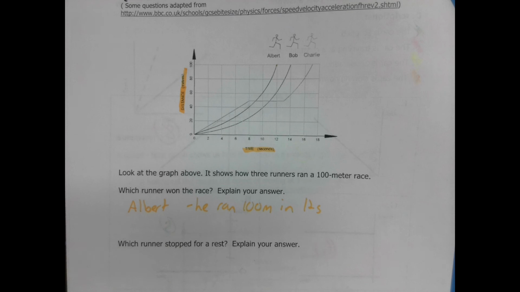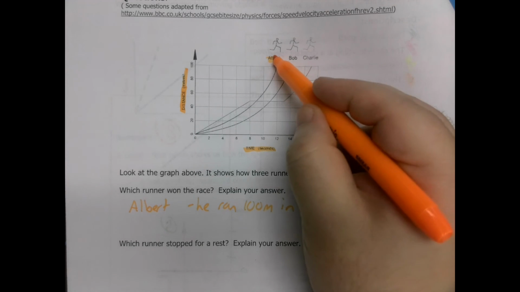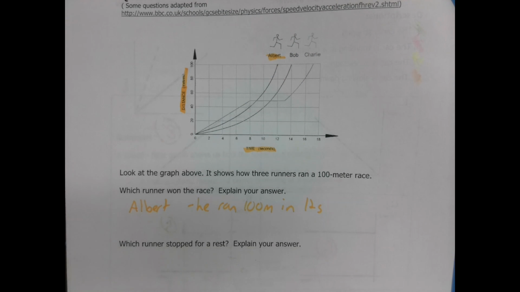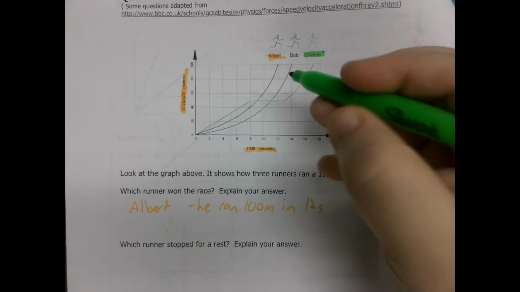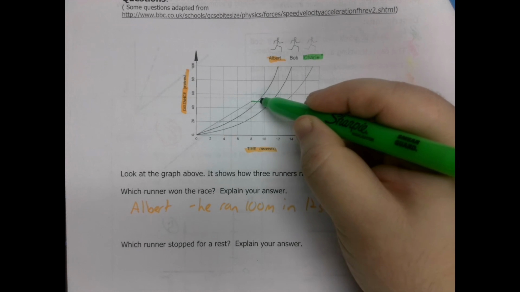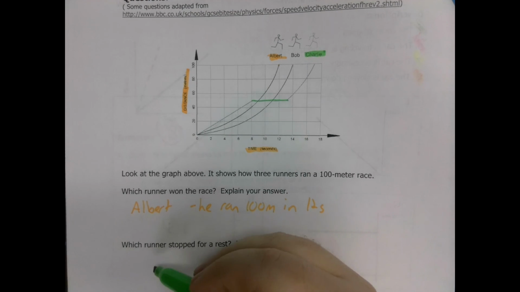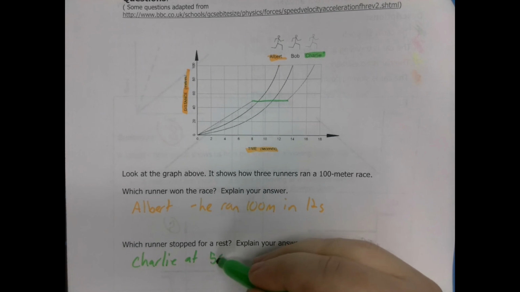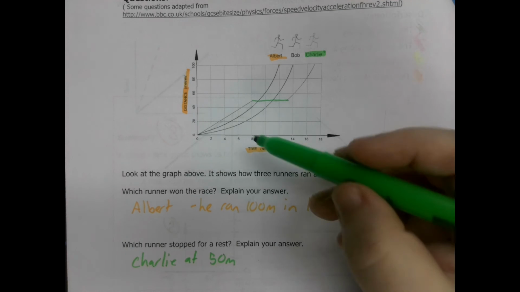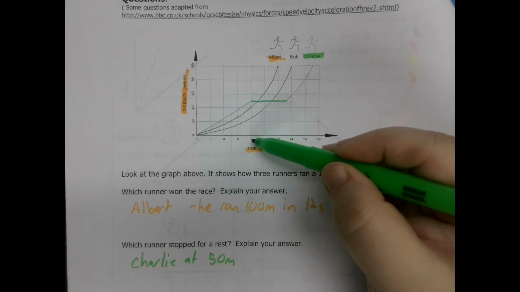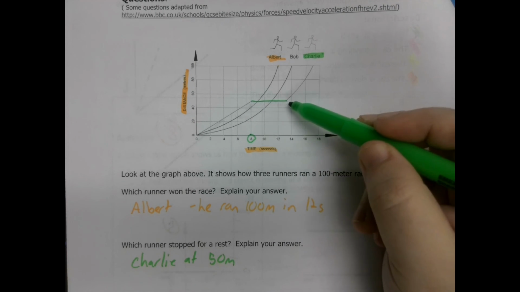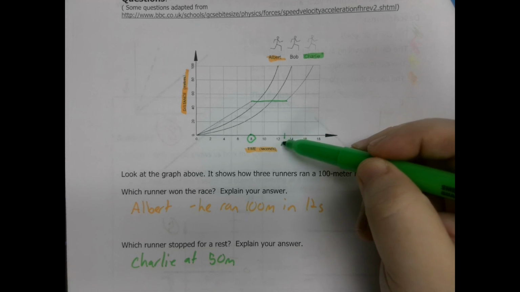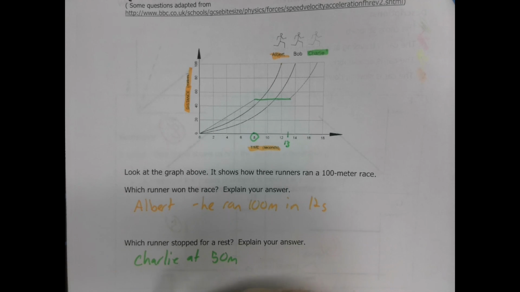Which runner stopped? Charlie stopped at 50 meters. And how long? He stopped at 8 seconds, and he began running again at 13. So it was 5 seconds.